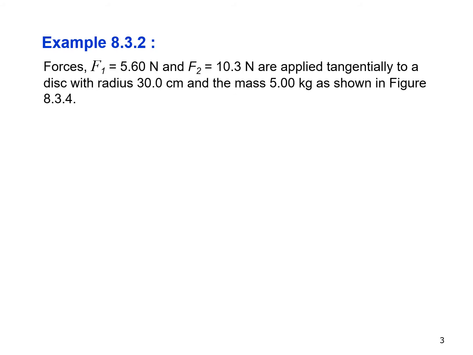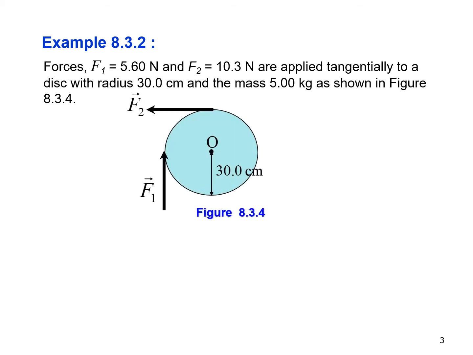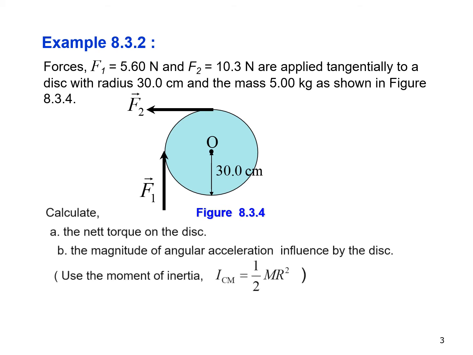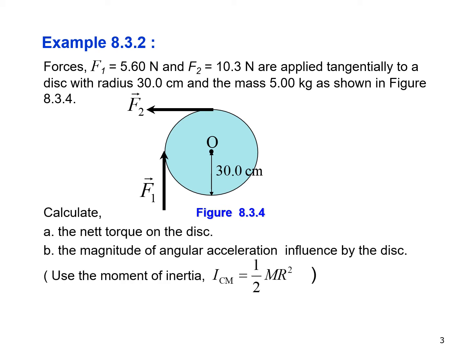Example 8.3.2. Over here you have force F1 5.6 Newton and F2 10.3 Newton applied tangentially toward this radius given as 30 cm, and the mass is given as 5 kg. It is shown in figure 8.3.4. Over here they wanted to calculate the net torque on the disk and then the magnitude of the angular acceleration, whereas the equation for the moment of inertia is given below.